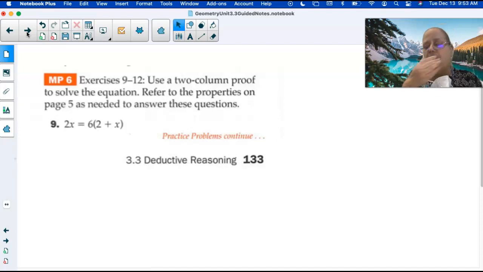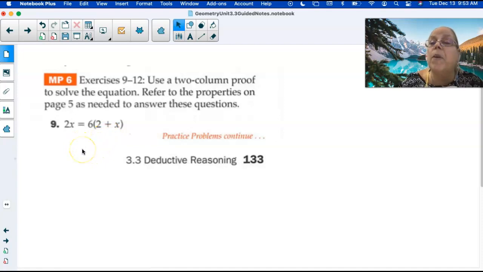Okay, exercises 9 through 12. Use the 2-column proof. We are so not doing that. To solve the equation, refer to properties on page 5 as needed to answer these questions. Okay, now, but using your algebra skills, you got this. Okay? What does this tell us to do? The distributive property. All right, so we're going to multiply the 6 by the 2 and the 6 by the x. Everybody go with that?